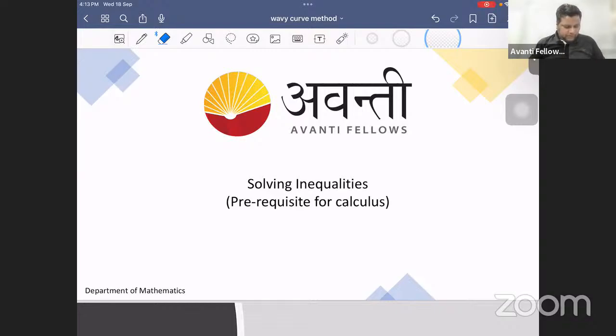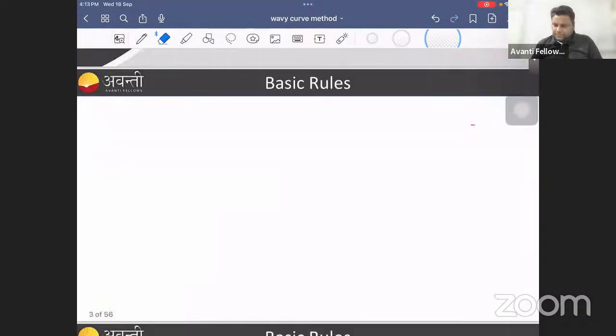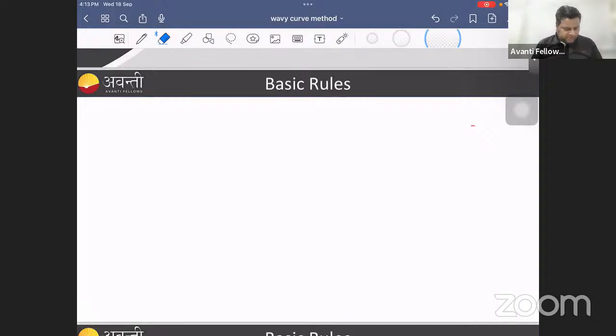Let's start with wavy curve method. So before starting wavy curve, let's do certain very small inequalities. Like we have a question, 2x minus 3 is greater than x plus 7. Solve for x.